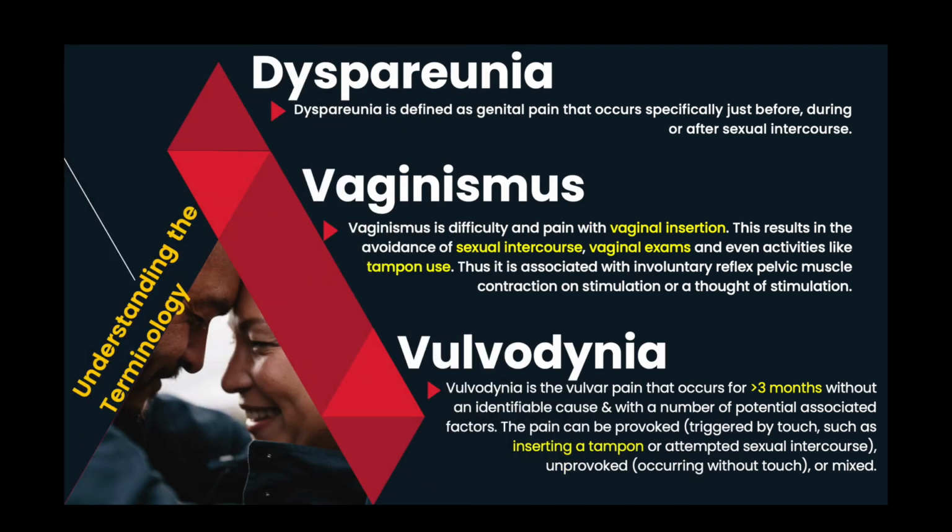If you intend to understand the three terminologies separately, dyspareunia means genital pain that occurs specifically just before, during, or after intercourse. Vaginismus is a pain which happens during vaginal insertion. It can be during sexual intercourse, vaginal examination, and even with activities like insertion of a tampon. Among these three, only vulvodynia has a time duration. The pain has to be persistent for more than 3 months, and this also involves activities like insertion of a tampon.